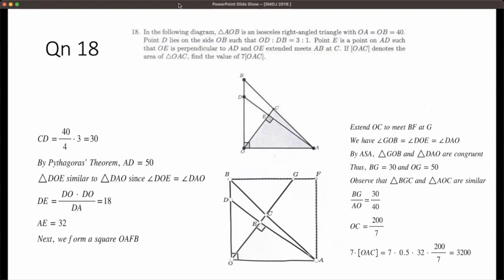We observe that triangle BGC and triangle AOC are similar. BG over AO equals 30 over 40, and OC equals 200 over 7. And thus, 7 times the area of OAC equals 3,200.